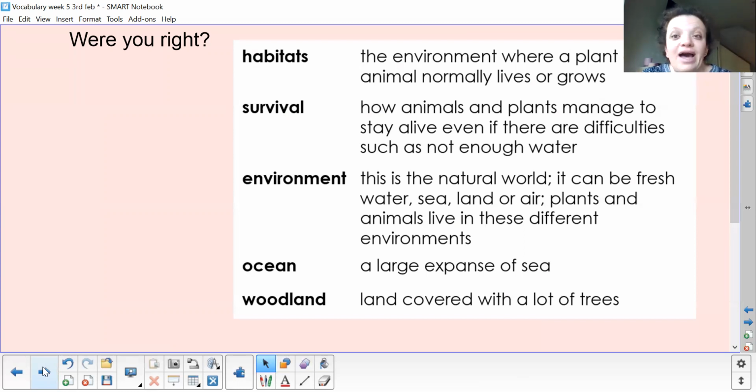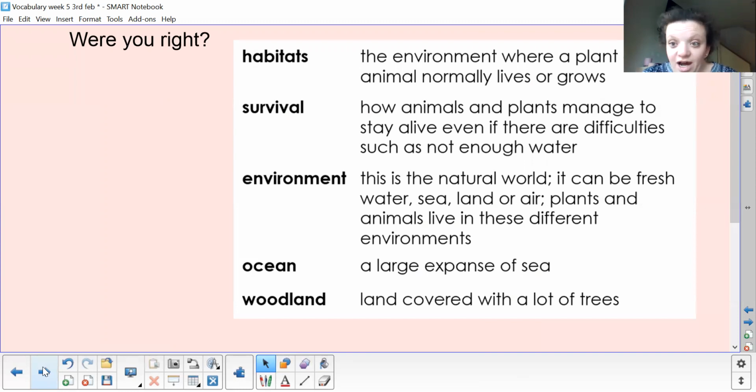Survival. So this is how animals and plants manage to stay alive even if there are difficulties, such as not enough water. So surviving is staying alive even though there are things happening that should make it difficult for them. They might come into problems or stuff they can't do. So that's what survival means. It's overcoming boundaries and still staying alive.